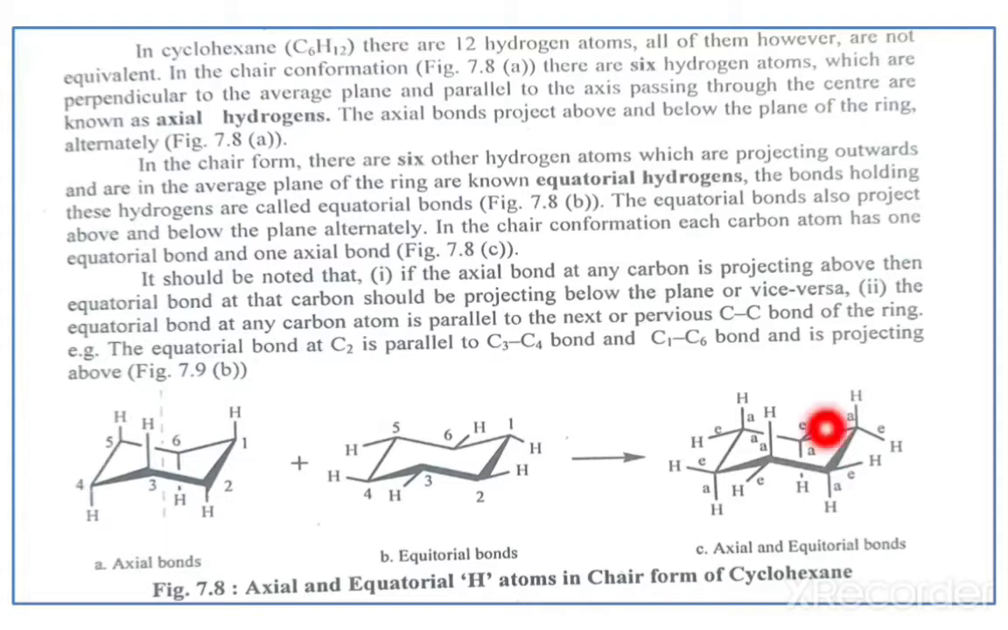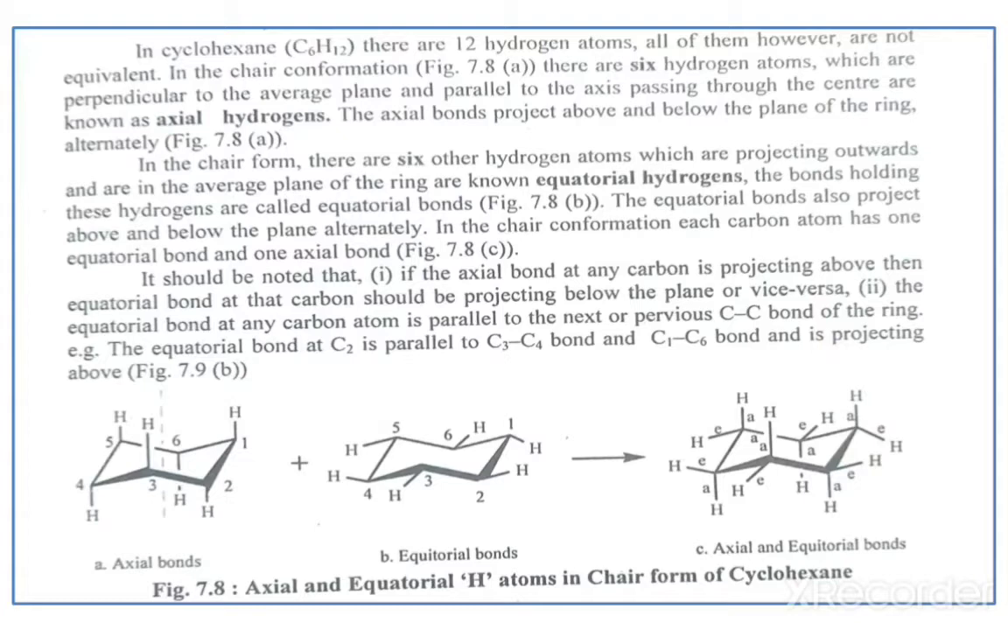That means if we draw this carbon, and here the hydrogen is above, that means this is axial, so the remaining hydrogen is definitely equatorial. That means one is axial, the other should be equatorial. One should be projecting above, the other below. So when we draw from this carbon, if we draw this hydrogen above, definitely the other hydrogen should be below. This is the criterion, or we can draw it vice versa.